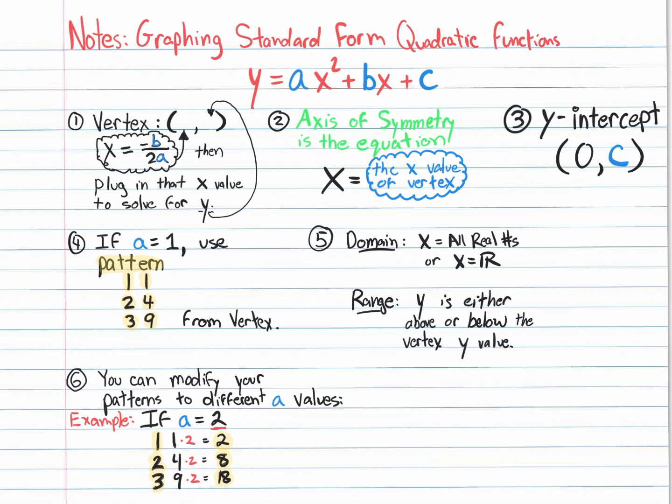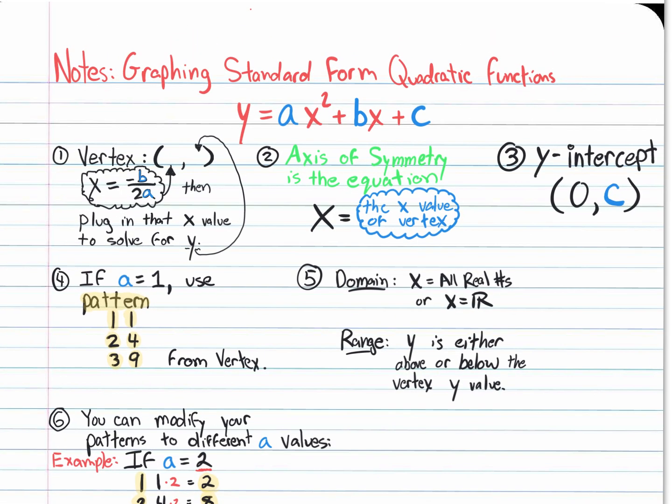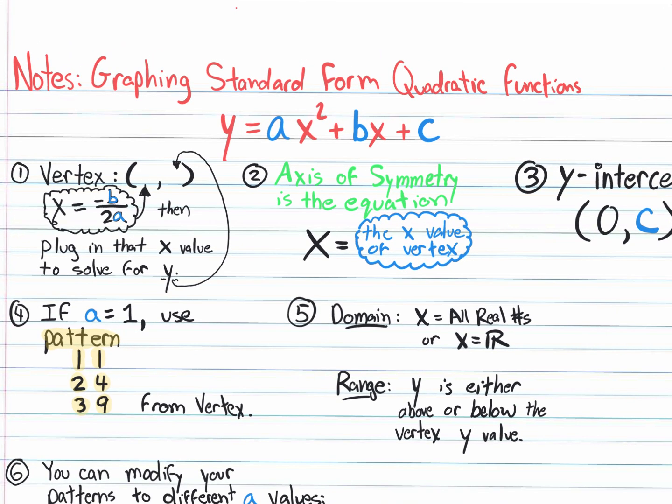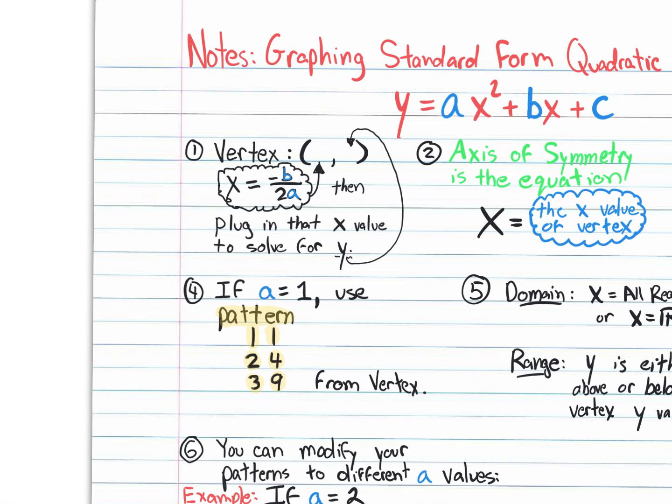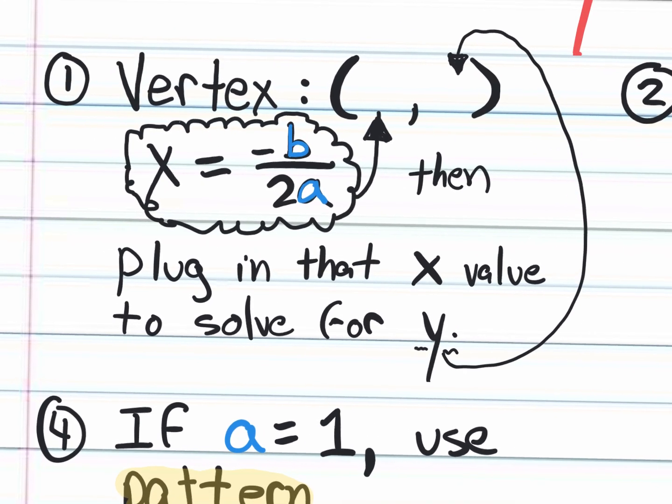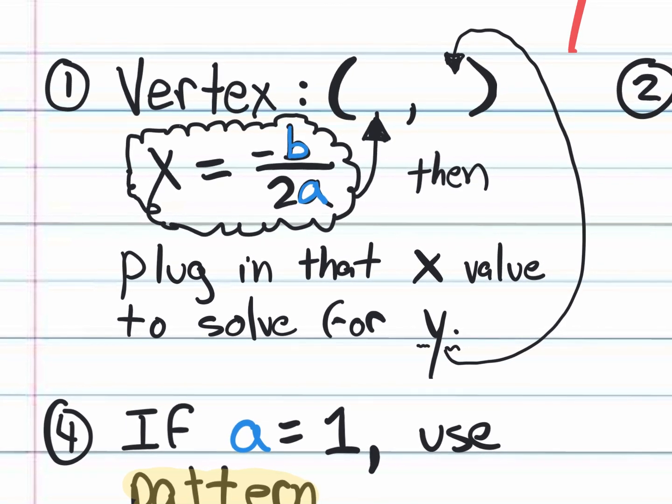So what I did on these notes, before even copying it down, check this out. I want you guys to write down notes on graphing standard form quadratic functions, and go ahead and start with y equals ax squared plus bx plus c. And the very first and most important thing that you need to know is how to find the vertex. That's why right here I put number 1. You always start by finding the vertex.